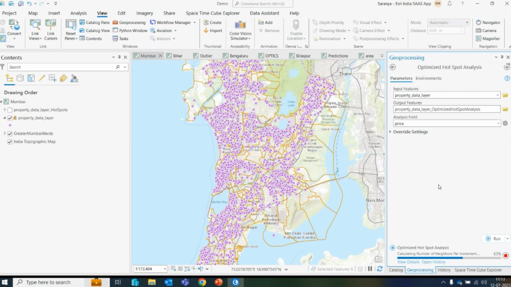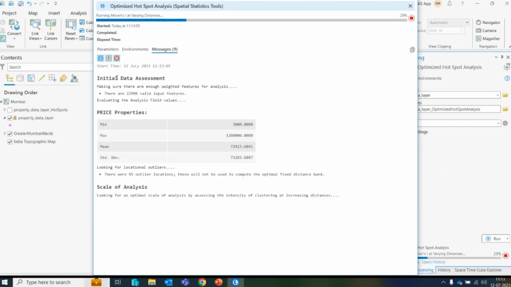So if you're working with data sets which you are not very familiar with, or you're seeing it for the first time and you don't know what would be the right fixed band distance or what would be the right number of neighborhoods to give, in that case, you can go for optimized hotspot analysis. As the tool runs, it gives us a detailed assessment of the data. What is the minimum, maximum, mean values? Are there any outliers? All these messages will get generated automatically.